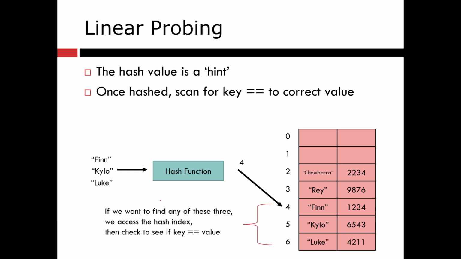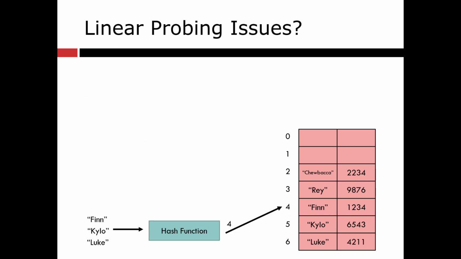Okay, that's fine. Right? If we want to access any of them, Finn, Kylo, or Luke, we're essentially going to go to 4 because they all are going to give us the same hash value. And that hash value is going to result in finding this location and then simply step through them. So they all kind of coexist at 4, but they're also pointing at 5 and 6, which leads to some issues.